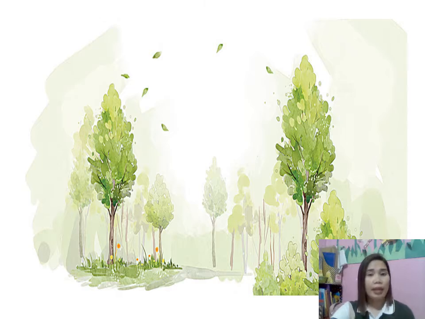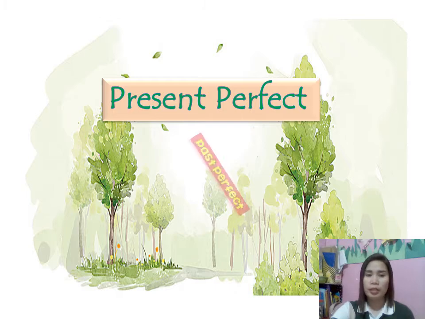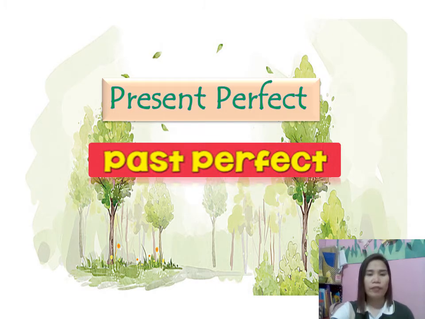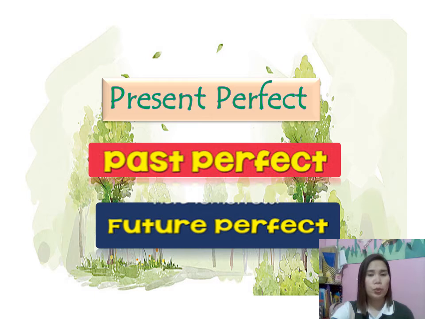There are three kinds of perfect tenses. First, we have the present perfect, the past perfect, and the future perfect. When we say perfect tenses, it is a verb that is used to refer to an action that is completed at the time of speaking or at a time spoken of. For this morning, we're going to differentiate present perfect from past perfect and from future perfect.